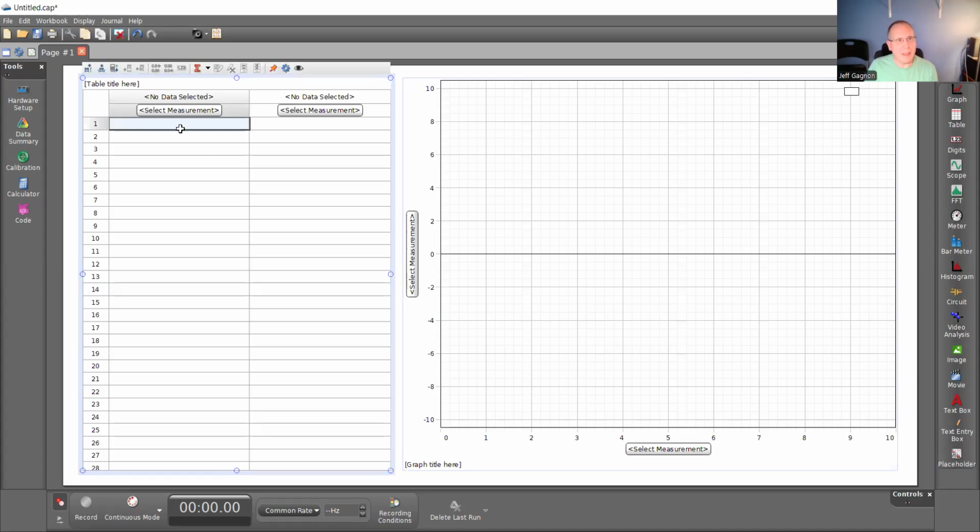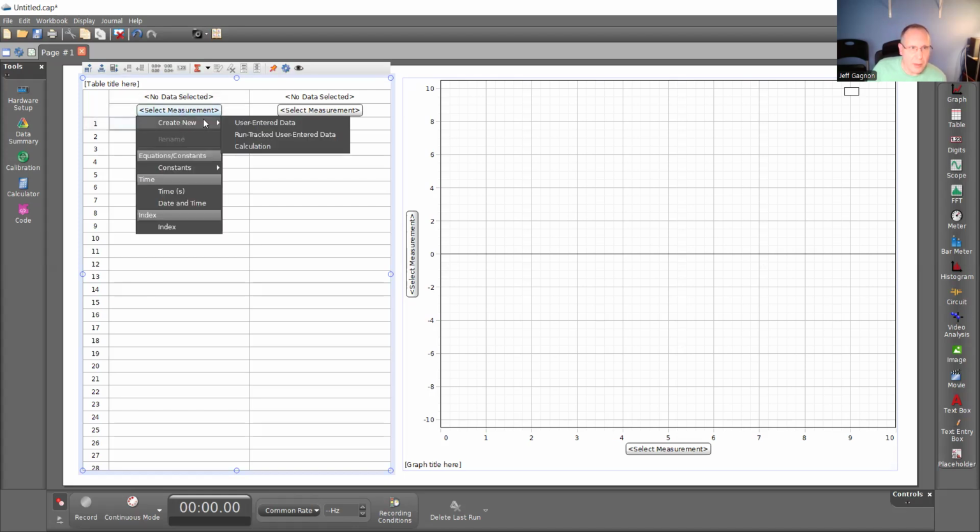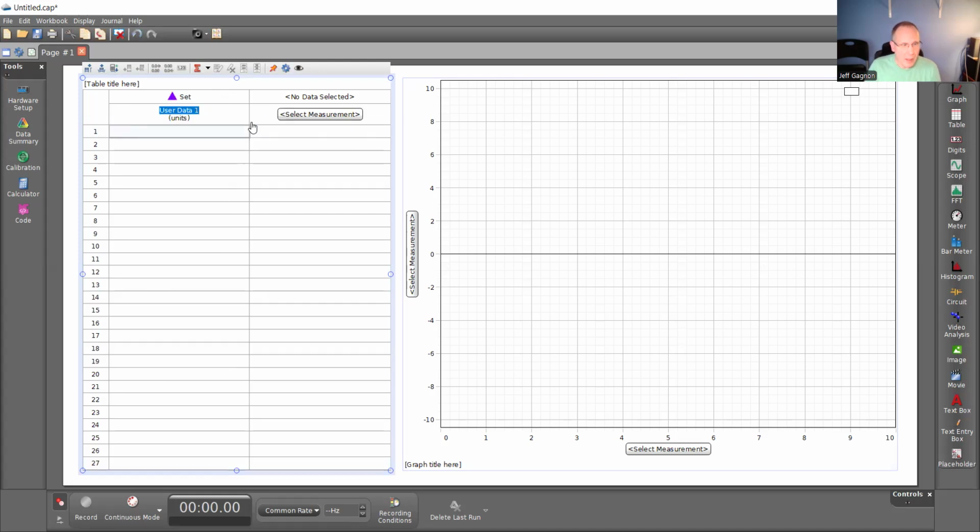Okay, so to put in my data here, I want this to be time. So I'm going to go to select measurement, create new, user enter data. And then normally I would just name this time. However, there's a problem. It's a reserved keyword for this particular program, and it'll give us some error if we just try calling it time. So just call it time two or time underscore. Time two will be fine. Just something other than time, and you'll be fine.